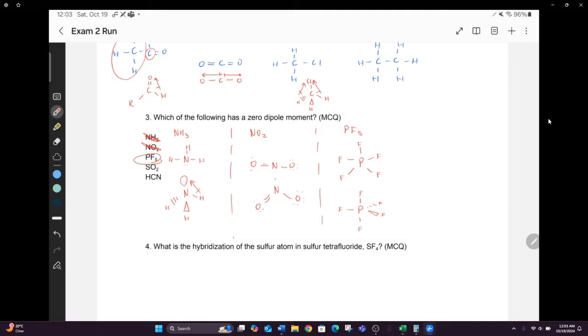And again, you can run through SO2 and HCN, and you will see that they have non-zero dipole moments, which is why PF5 is the answer. But I'm just going to stop here for the sake of time.